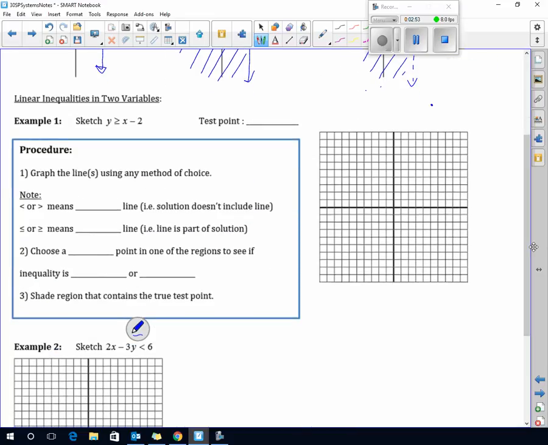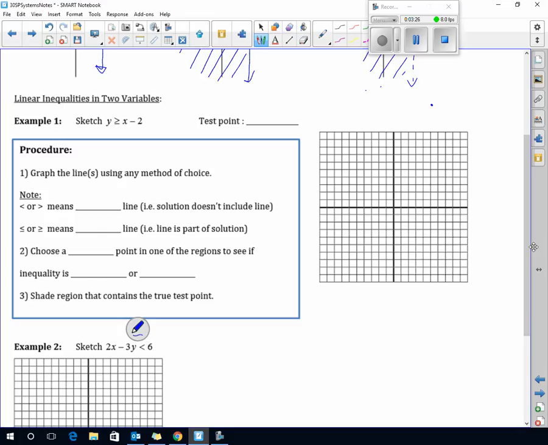Okay, so here's your process of how you need to do this. The first thing you have to do is graph the line using any method of choice. So in grade 10, you learned how to do this. Well, grade 9, you learned how to graph a line by using a table of values. In grade 10, you learned the slope-intercept method of graphing, and then there was another method, the intercept method, where you find the x-intercept and the y-intercept, and you just put the 2 points and make a line as well. Okay, so that's any method of your choice.